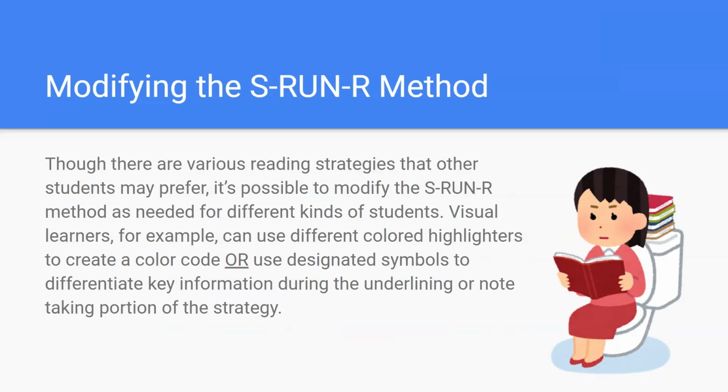The SQ3R method might be more convenient for visual learners if they were to incorporate like a colored highlighting system or any sort of like symbols to differentiate information throughout the reading. And again, it depends on the needs of the student, but there are different ways that students can organize their reading process and how they take notes to retain information.